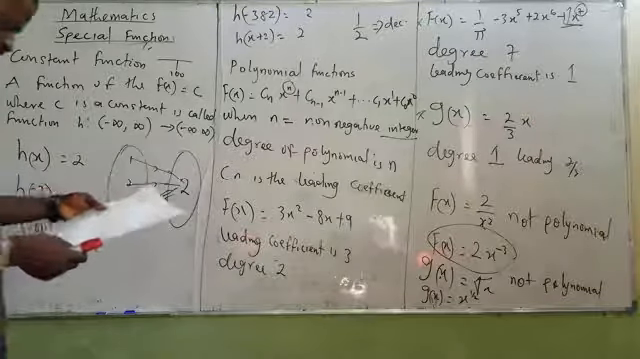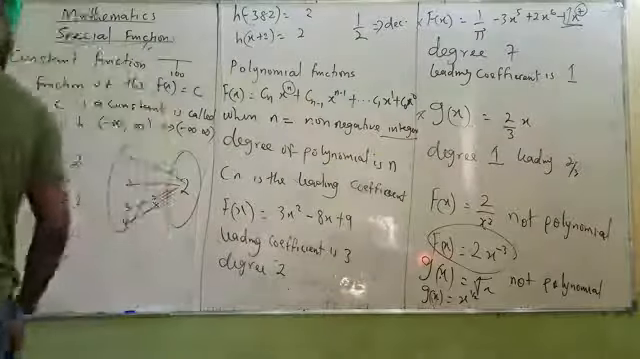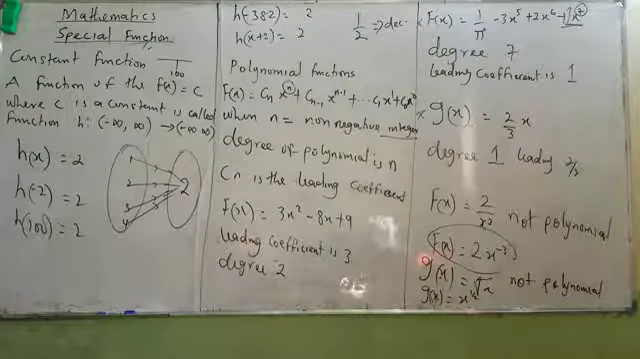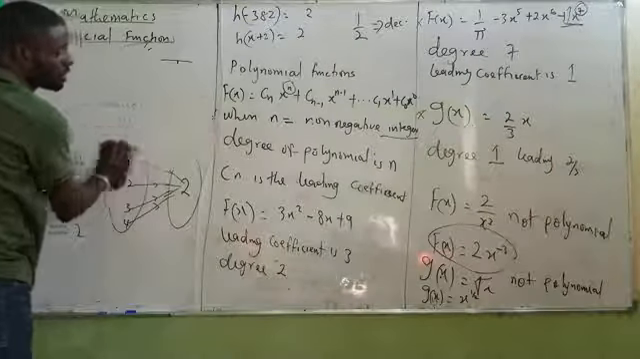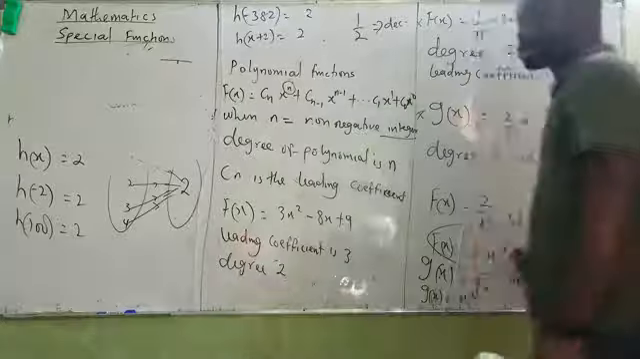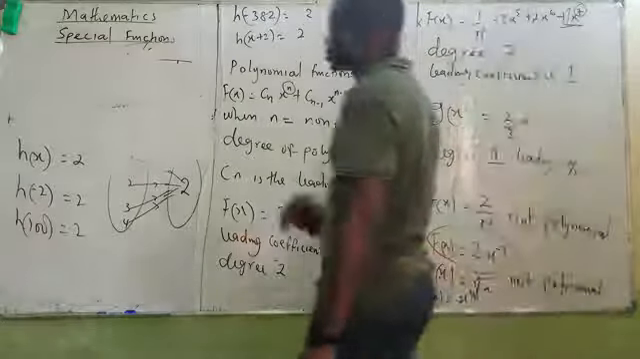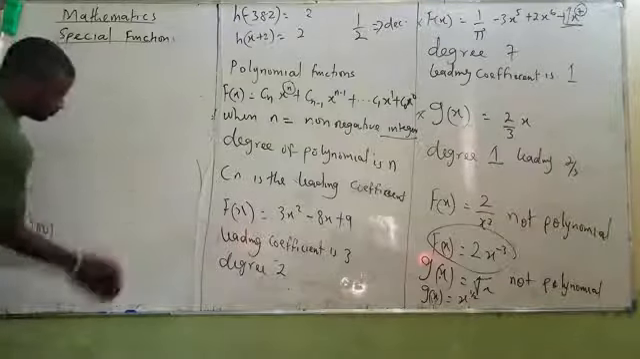Now, can I move on to the next one? Let me try to explain what is called a quotient function, which is also known as a rational function. For instance, without going far, this is a very good example of a quotient function. But let me try to explain that.